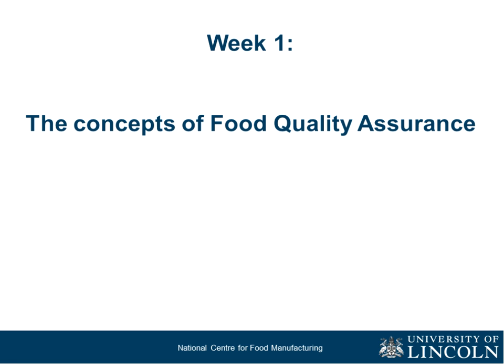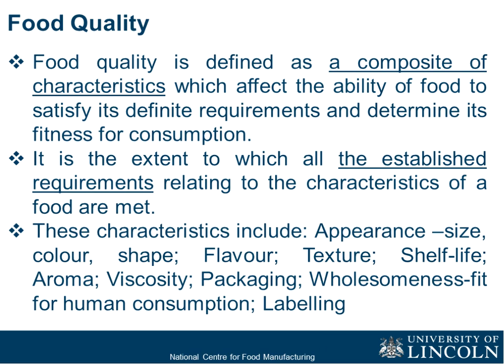So week 1, what did we do? The concept of food quality assurance. Here you are expected to understand what is food quality. You should be able to define food quality, and as you can see, food quality is defined as a composite of characteristics which affect the ability of food to satisfy its definite requirements and determine its fitness for consumption. You can see there the words fitness for consumption. Food quality is meeting the requirement for safe food.